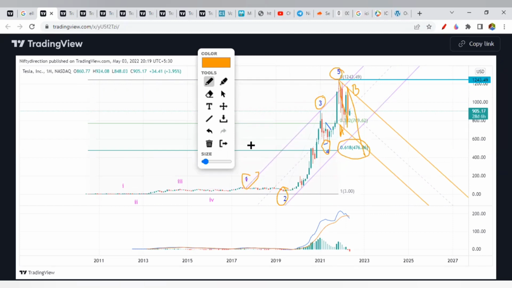The larger probability will be it has completed already a correction here, it will make a triangle, or a double zigzag correction and then go up. So that is the larger possibility that I think.